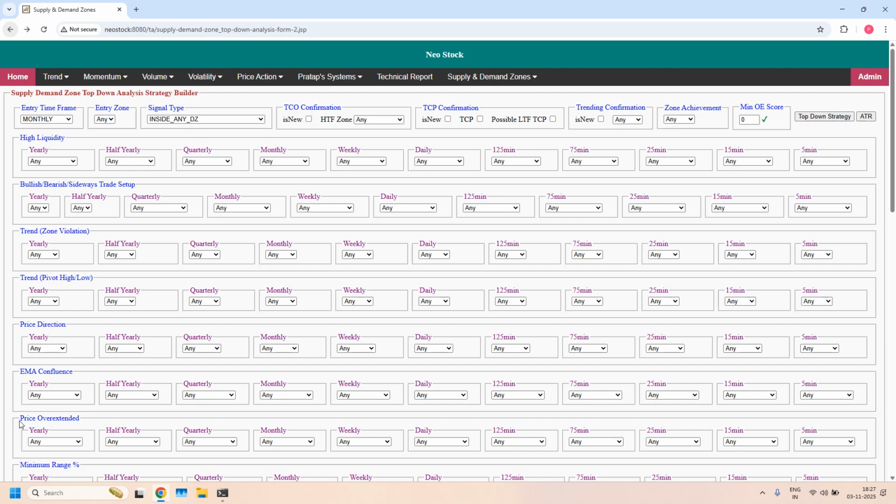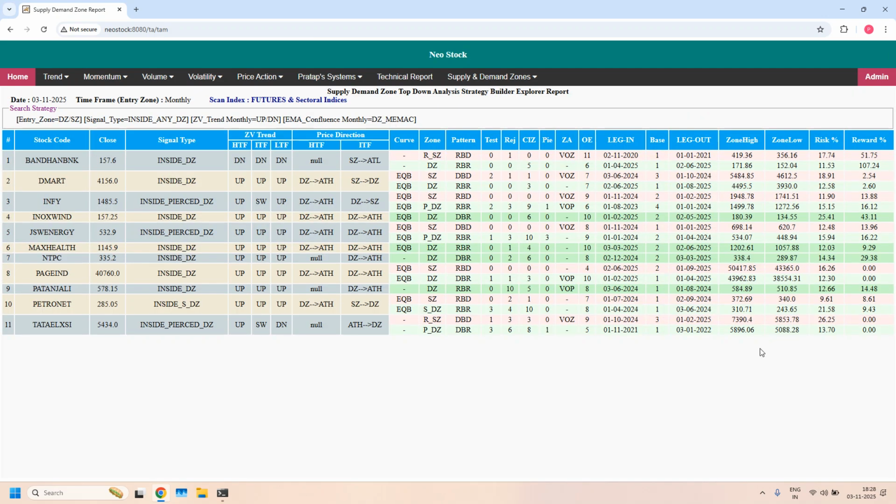Let's further filter based on monthly demand zone having monthly EMA confluence, and trend on the monthly should not be sideways. We got 11 stocks.